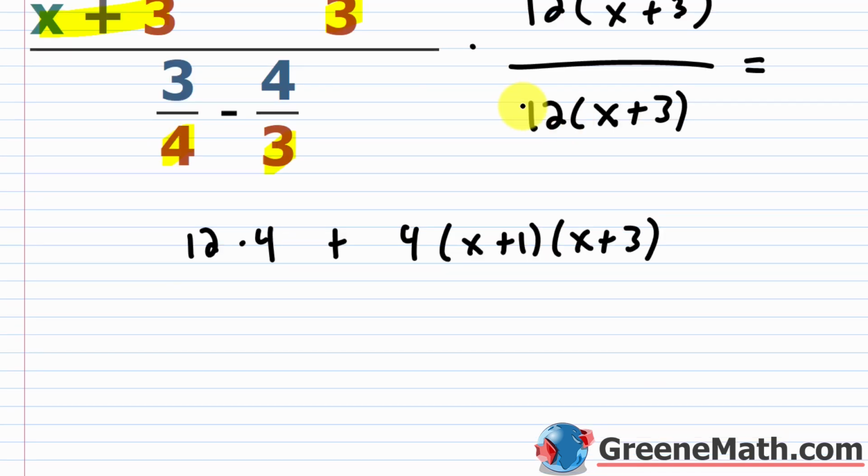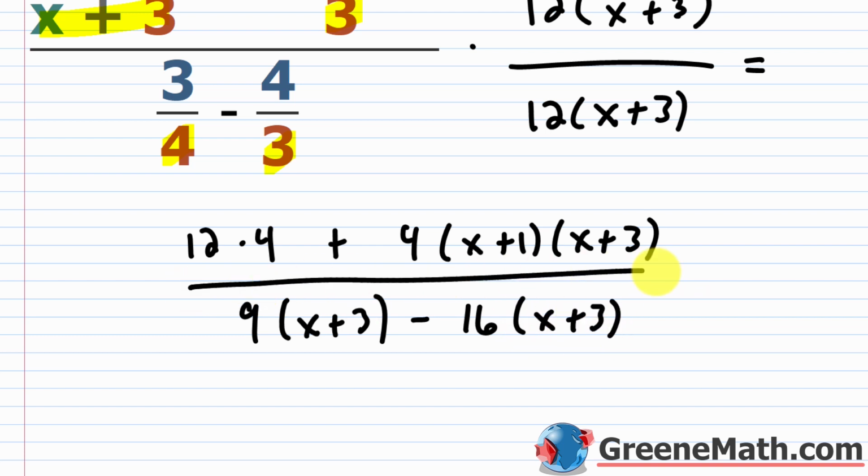This guy times this guy, so 12 divided by 4 is 3. 3 times 3 is 9. And then basically you would have times the quantity x plus 3 there. And then you have minus, you have this guy times this guy. So 12 divided by 3 is 4. And then 4 times 4 is 16. So then we're going to multiply by the quantity x plus 3.